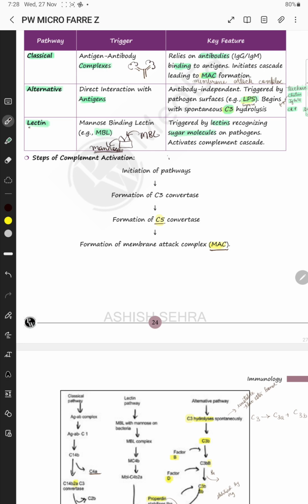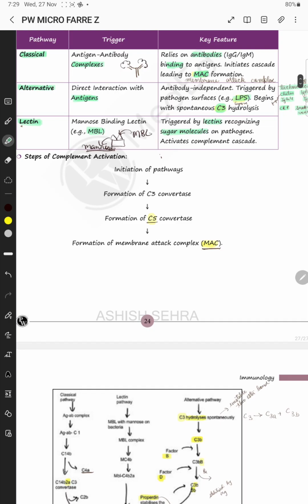So three pathways: classical is triggered by the complex, alternative directly by the antigen, and for lectin we have special molecules, proteins like mannose binding lectin. Classical pathway relies on antibodies binding to the antigen. When the antigens bind to the antibody, then the pathway will be initiated and MAC will be formed.